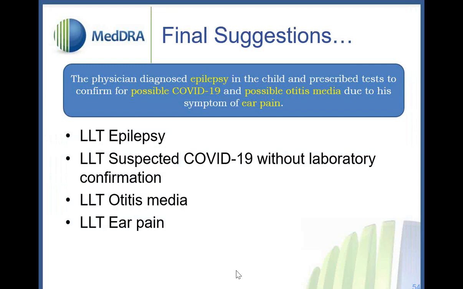Okay, super. Here for you in the final suggestions, I highlighted in yellow those concepts that we need to capture. First of all, based on the points to consider term selection document, we do capture the diagnosis, which is epilepsy. We also capture provisional diagnoses, multiple in this case, the possible COVID-19 and the possible otitis media, and the sign and symptom, if any, reported with those provisional diagnoses.